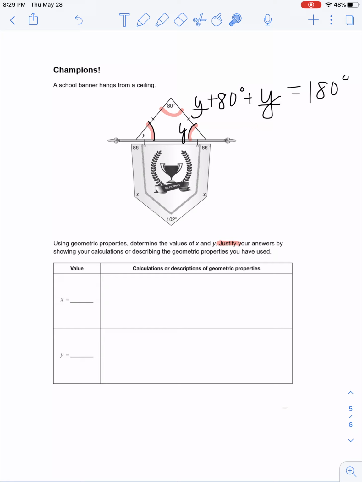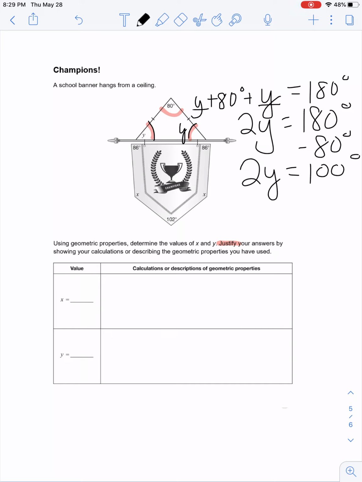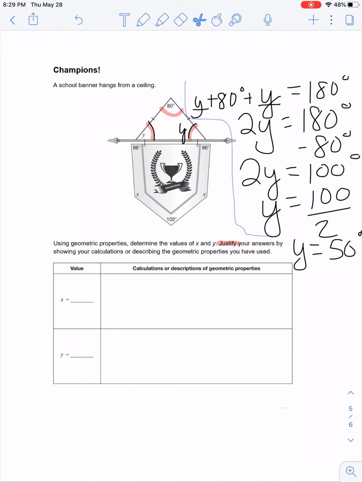So there's two y's total, and we want that to equal 180 minus the 80 degrees. So that leaves us with 100 degrees for the two y's. And if we split that in half, or divide by 2, 100 divided by 2 gives us y equals 50 degrees. So that's a really good way to justify your answer for how you found y.